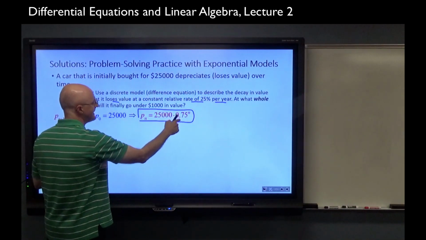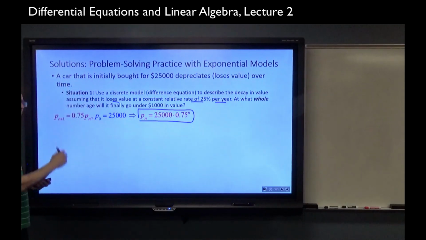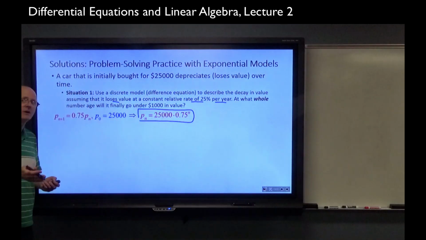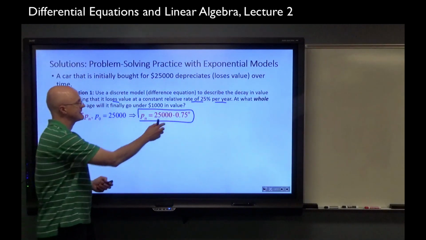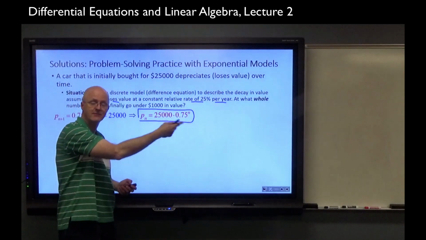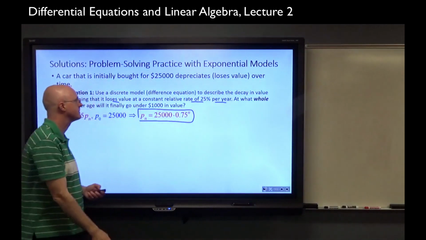times k to the n. K is 0.75, which is less than 1. It's between 0 and 1. This is decay. This is going down in time. 0.75 to the first, 0.75 squared, 0.75 cubed, keeps getting smaller and smaller.